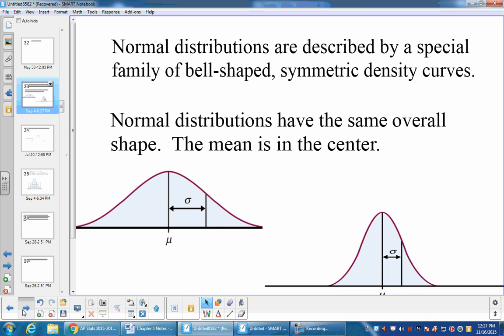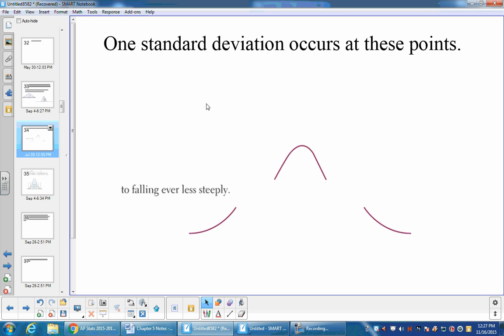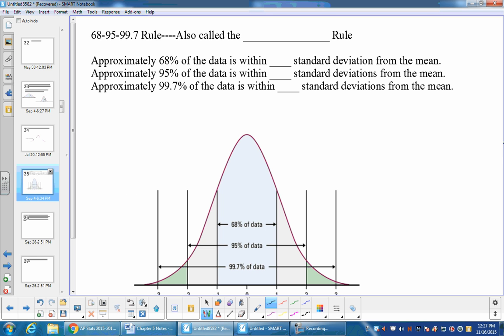So now, if we look at the break, one standard deviation always happens at this point. We call it the inflection point. It's the point where it goes from concave down to concave up. It's also used fairly common in calculus classes. But that determines where the one standard deviation is.